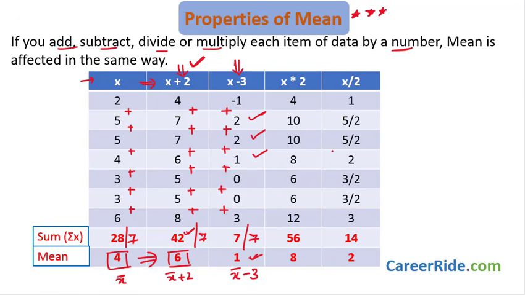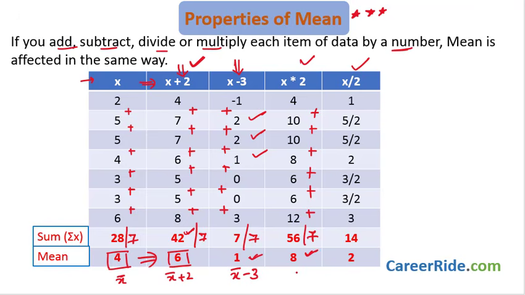Similarly, you can check what happens when you multiply and divide each item of x by a particular value. So for the fourth column, I'm assuming that I multiplied by 2. So the values of x into 2 now become 4, 10, 10, 8, 6, 6, 12. When I add all of these, the value of sigma x comes out to be 56. 7 observations, so divided by 7. What is the new mean? The new mean comes out to be 56 by 7, that is 8.